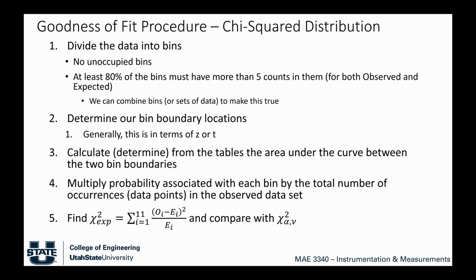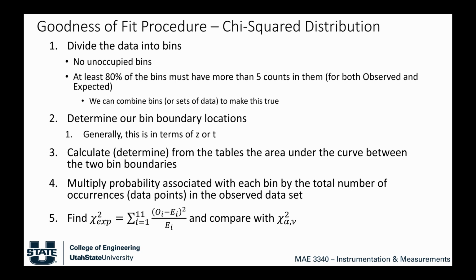So I made this slide as an aid. It's the 5 steps that I came up with that could help you go through the chi-squared distribution to determine if you have goodness of fit in what you are observing versus what you expected to observe.